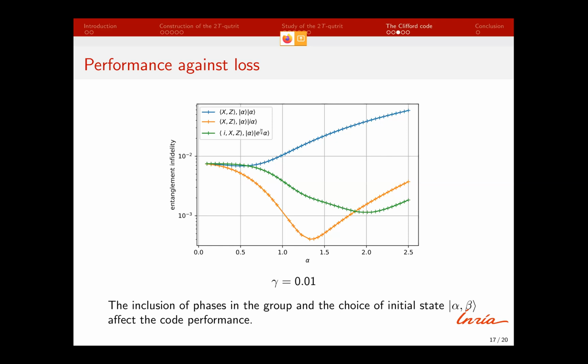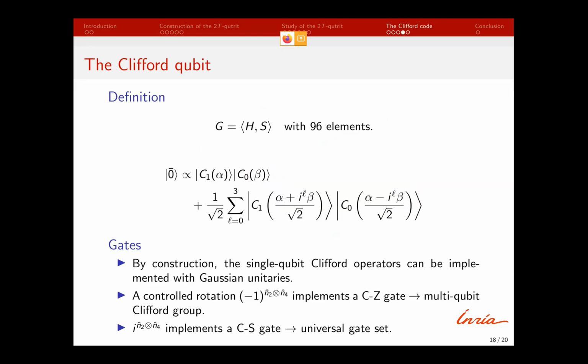Okay. And so now we can go on to the Clifford qubit. The Clifford group is also a unitary one design, and so we can also apply the formula for that code.